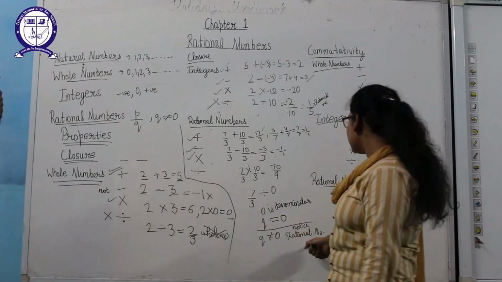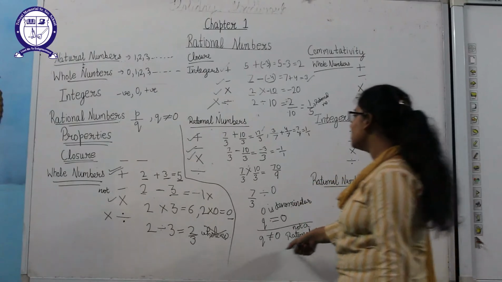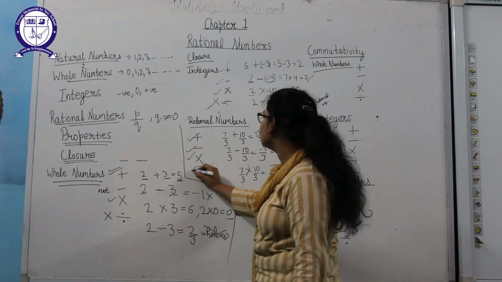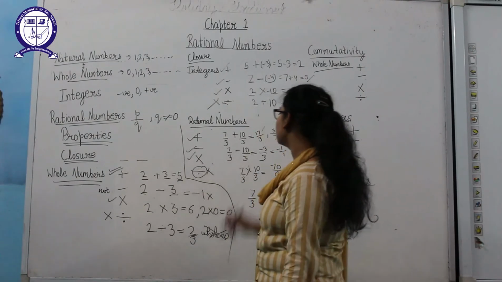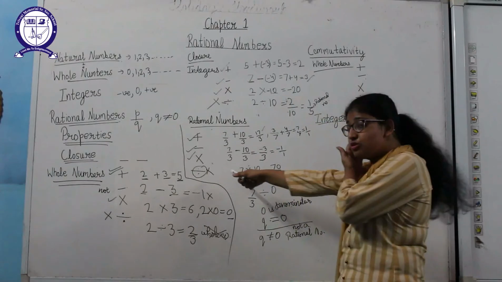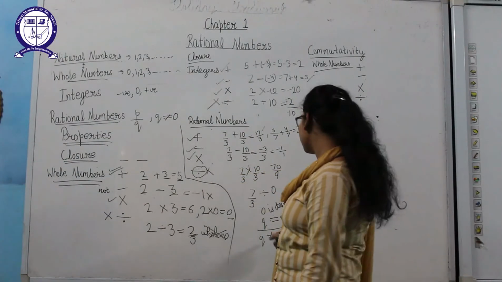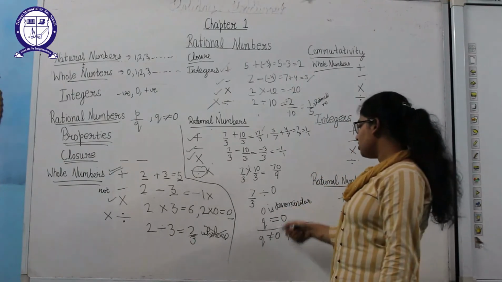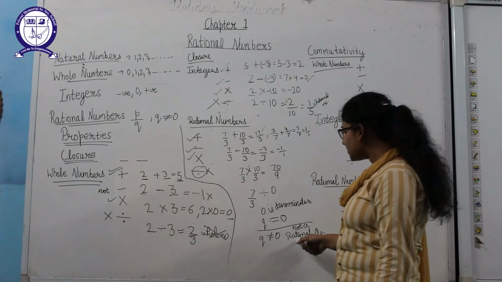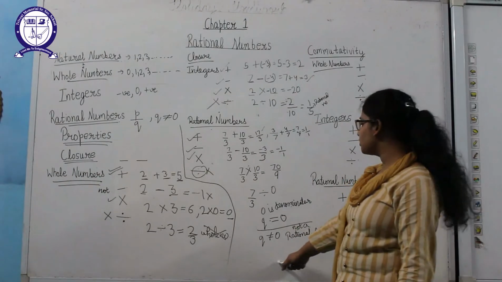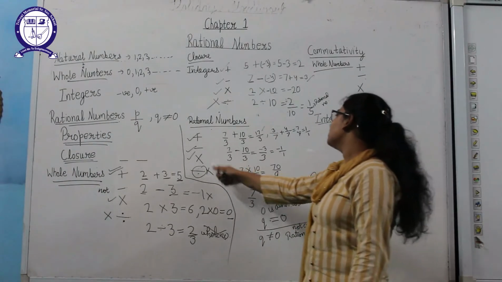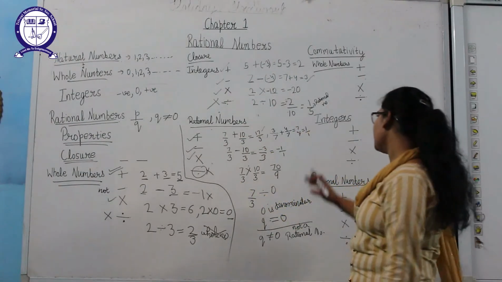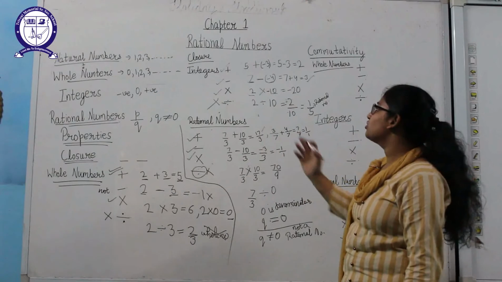Means we are not getting a rational number in the answer of division, so we can say that rational numbers do not close under addition. Sorry, do not close under division. We have performed division here, and if we get 0 in the denominator, we can say that it is not a rational number because q should not be equal to 0. So rational numbers do not close under division. This was all about the closure property.